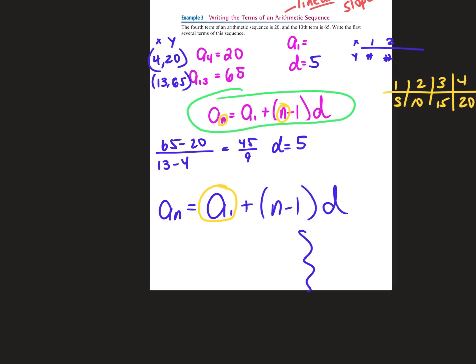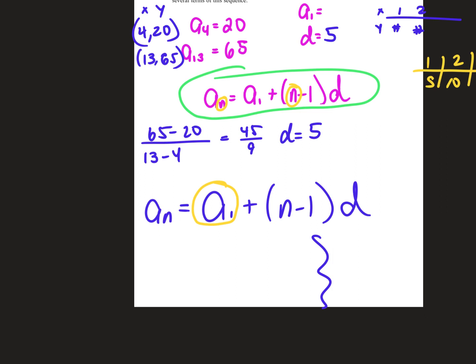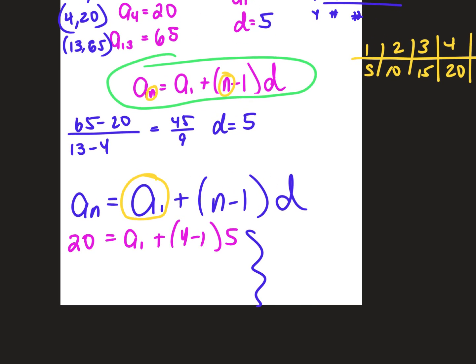What two terms do I know? I know the fourth term, and I know the... So think about it, guys. What is the fourth term? 20. What did I just do there? I just plugged in the fourth term, and then in the formula n minus 1, I said, oh, that one was the fourth. How could I do it with the 13th term?